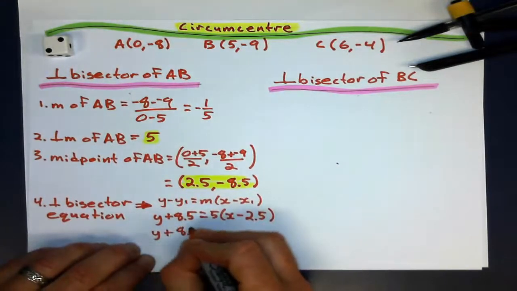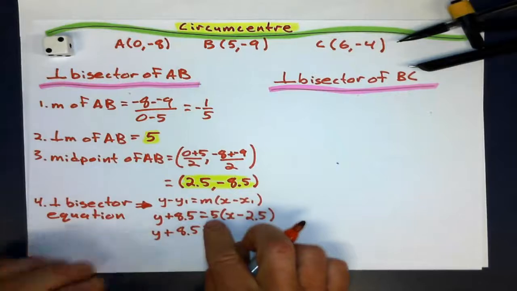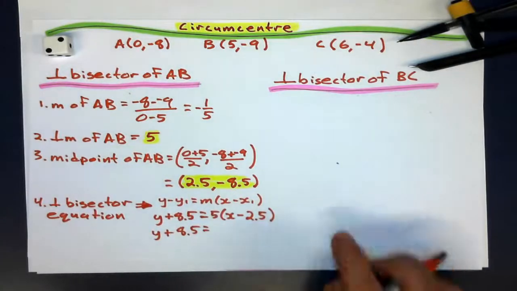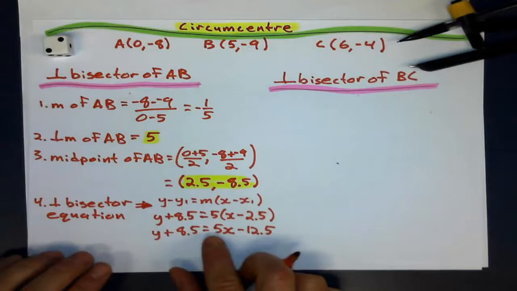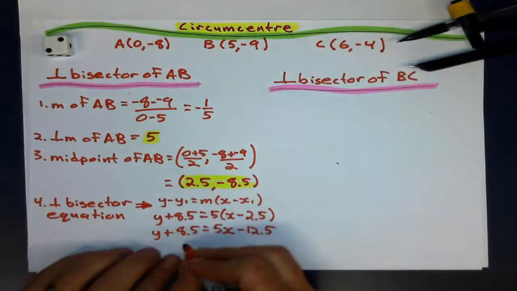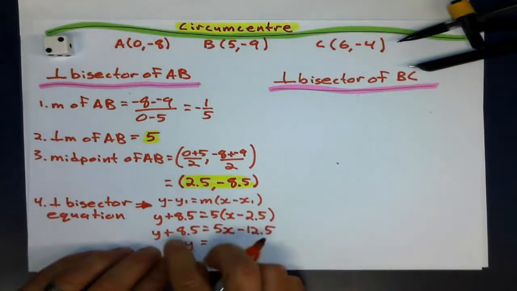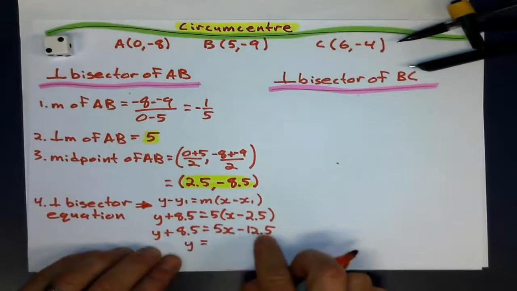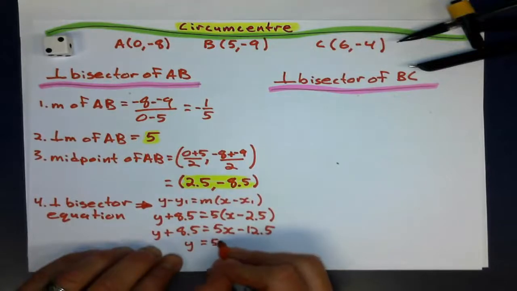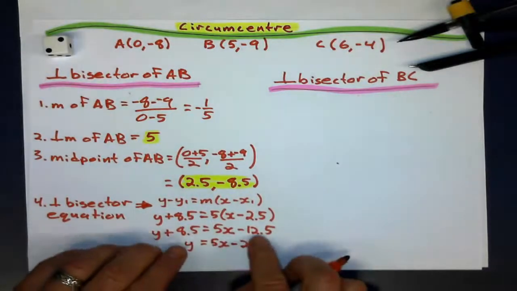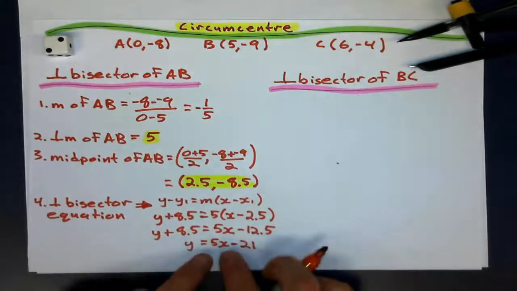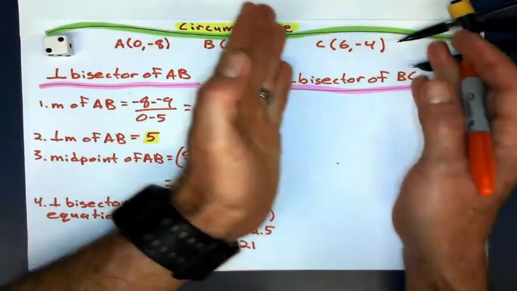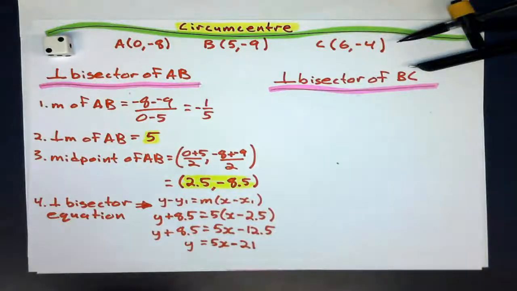Okay, and now what I do to clean up this equation is I expand that 5 through it, multiply it to everything inside the brackets, and I get y plus 8.5 equals 5x minus 12.5, and my last step is to subtract that 8.5 from negative 12.5, and I get a negative 21, because that's negative 12.5 minus 8.5. And that's my equation for the perpendicular bisector of AB. I'm going to do the same thing over here.